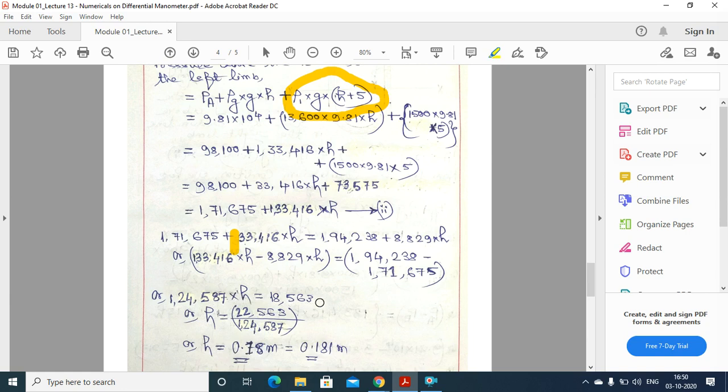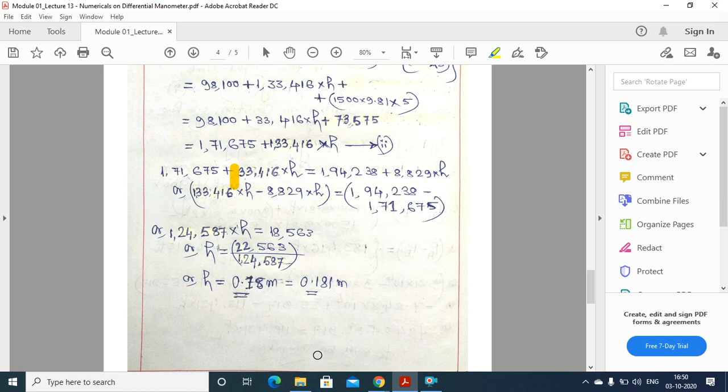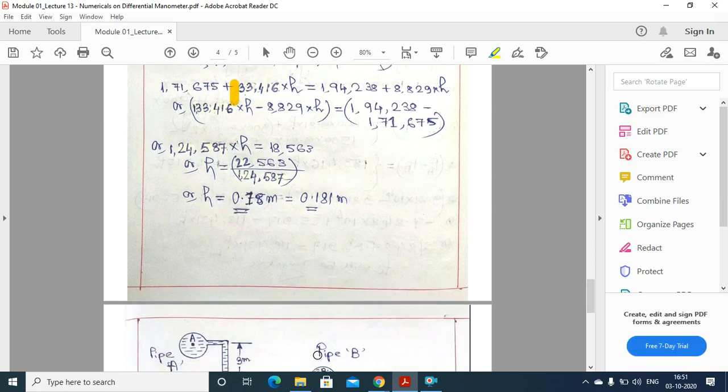So from here we can calculate that it will be here 1,24,587 into h is equals to, again instead of this 18,563, it will be here 22,563. So small h is equals to ultimately 22,563 divided by 1,24,587 is equals to 0.181 meter. Okay. So that is the difference between the mercury level in this manometer. So small h is equals to 0.181 meter.